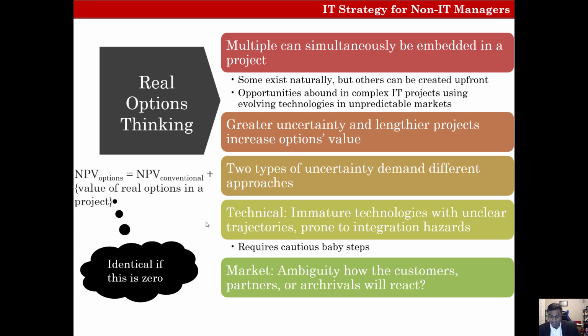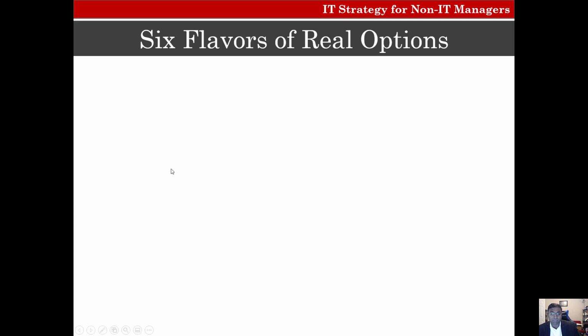And then we have market uncertainty, which arises from being unsure how the market will react to your project. Now, your market is your customers, partners, and competitors. How will they react to this? And it requires a wait-and-see approach, raising the hurdle rates, or good project management. It's an important step there.